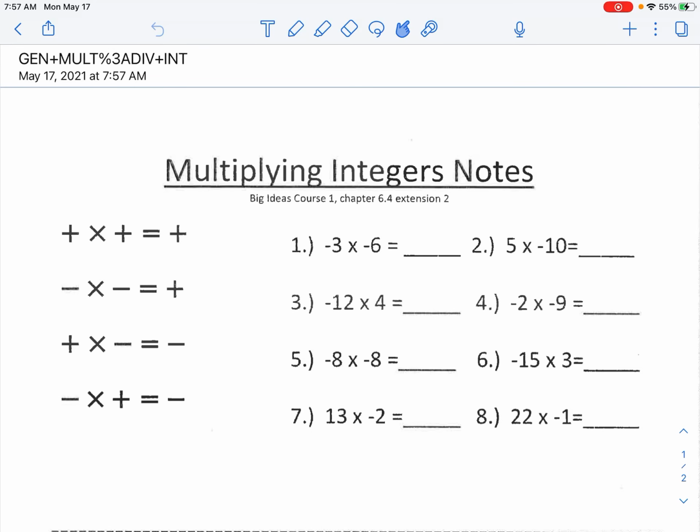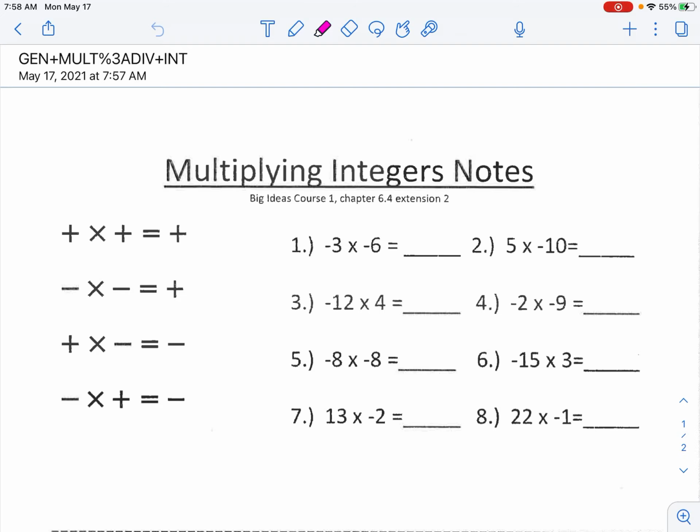Good morning. Okay, so today we're going to start multiplying and dividing integers, which is much simpler than adding and subtracting. There's a lot to think about when we're adding and subtracting positive and negative numbers. There's really only one thing to think about when we're multiplying and dividing.